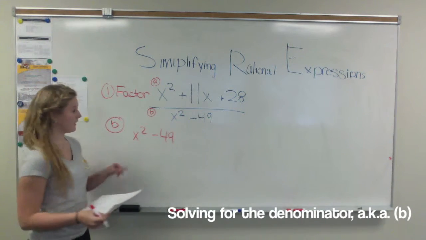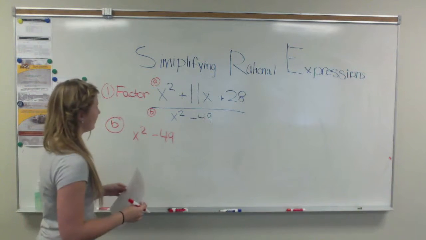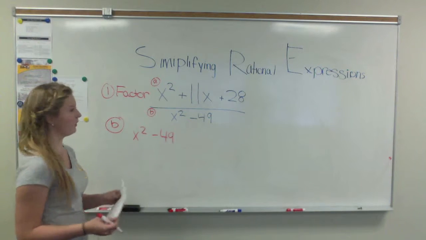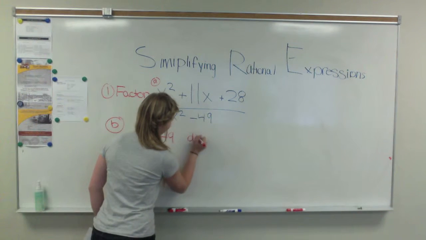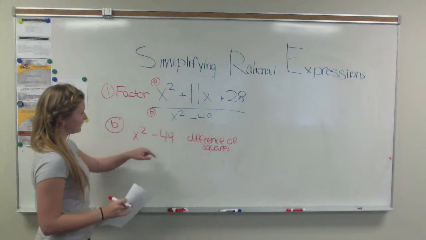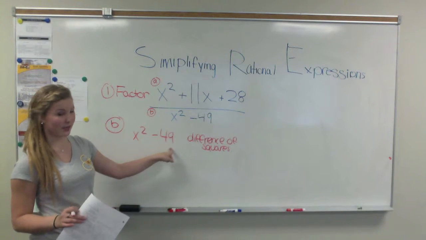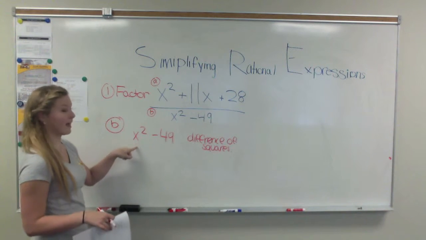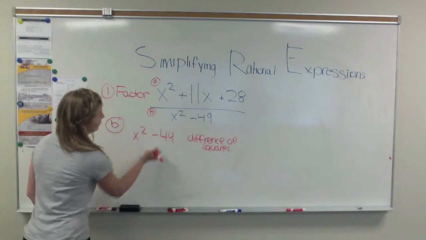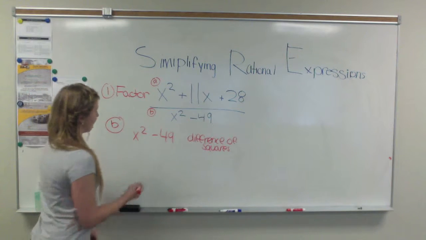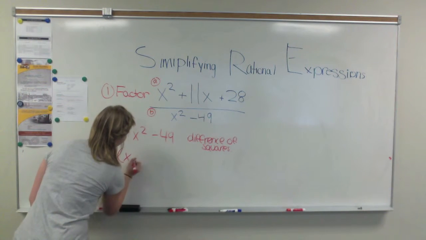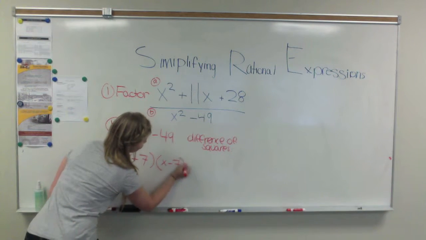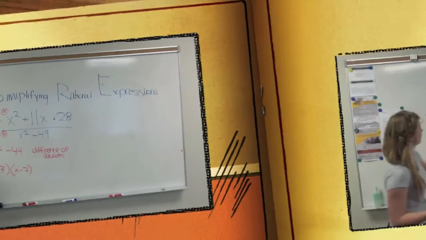The denominator has an x squared minus 49. Now, you have to ask yourself, can we factor this? We can, using a difference of squares. Because you can square root 49 to 7, and you can square root x squared to x. And this is the difference because it's a negative sign, or a subtraction. So we can sub it into x plus 7 and x minus 7. And that's our denominator. Now let's put them together.